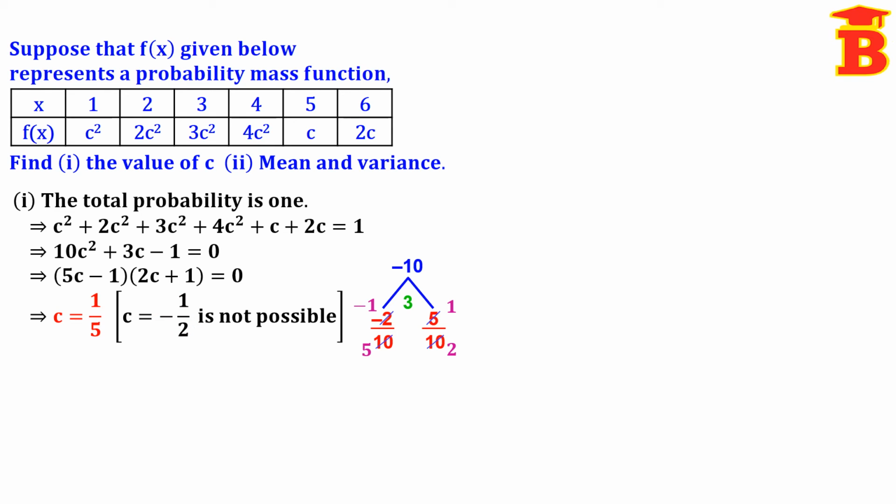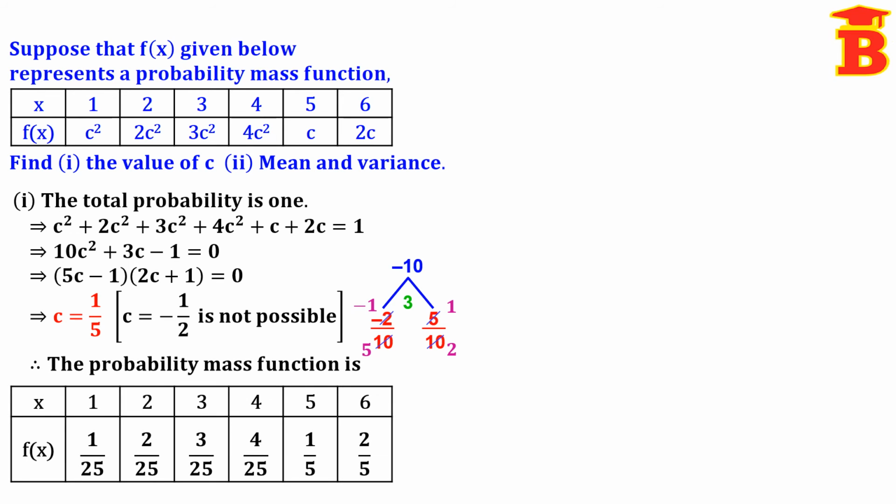Now we can write the probability mass function table. So the probability mass function is, substitute c equal to 1 by 5. So c square is 1 by 25. 2c squared means 2 by 25. 3c square, 3 by 25. 4c square, 4 by 25. And c value 1 by 5. 2c, that is 2 by 5. So now this is the probability mass function. For this we have to find mean and variance.